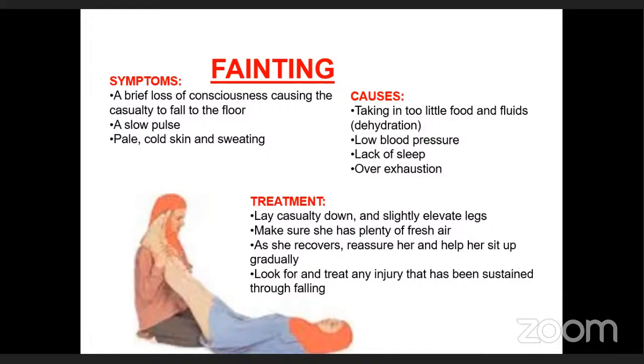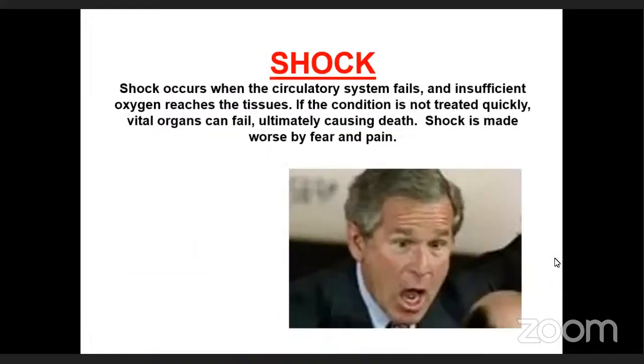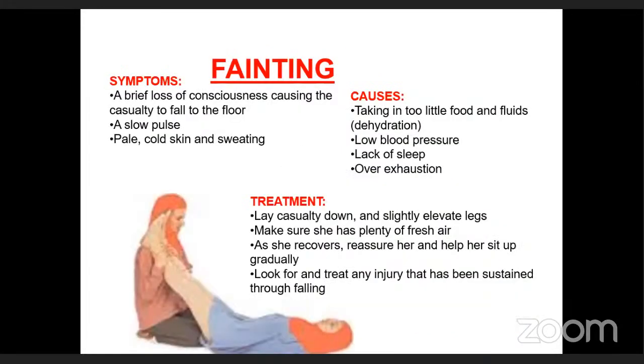Then as she recovers, reassure her and help her sit up gradually. Then look for and treat any injury that has been sustained through falling. If such a person has sustained injury through falling, then such injury needs to be treated.